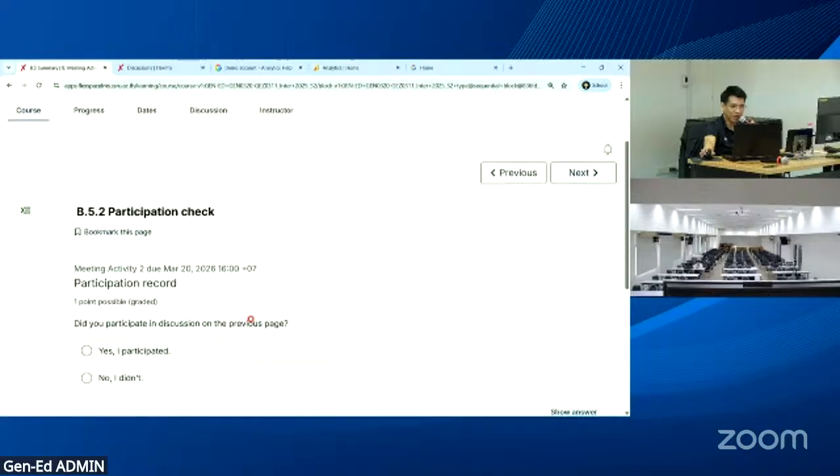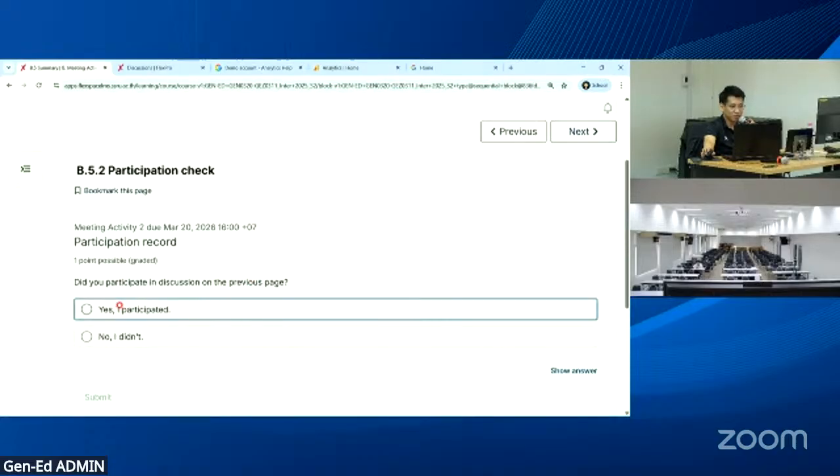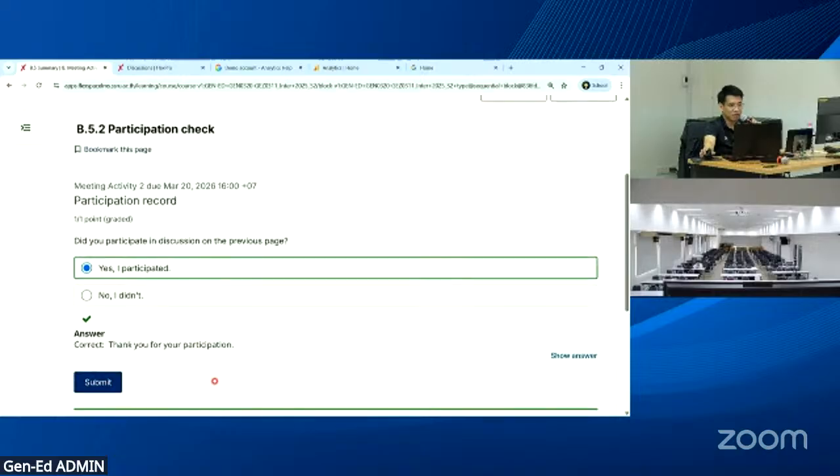And once you have done that, you feel free to mark your participation on the next page, the B.5.2 participation check. Now, let me remind you again that you must complete the activity before you can mark the participation. The teacher will check back from time to time and see if any student marked the participation without participating first. And we reserve all the rights to remove the points without the need to notify the students.